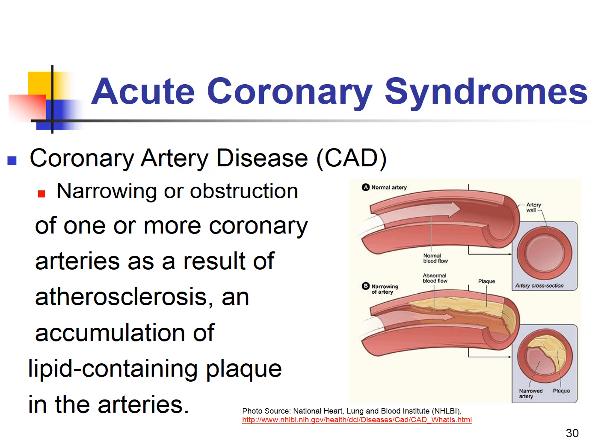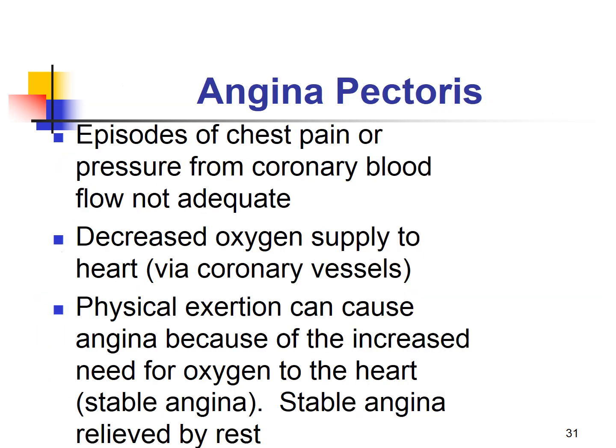Next slide. All right, and so chest pain, angina pectoris is the episodes of chest pain or pressure from the coronary artery blood flow that is not adequate. So remember that plaque that I was telling you. So when you have about 40%, that's when you will realize the patient will have chest pain. So other than that, they're asymptomatic. So when there's an obstruction, what happens is there's decreased oxygen supply to the heart, right? And so the pain tells you that.